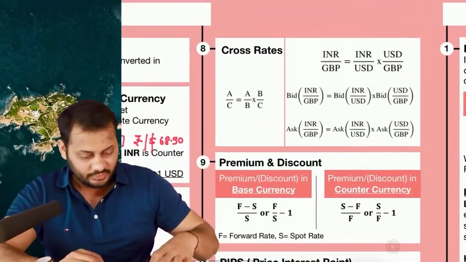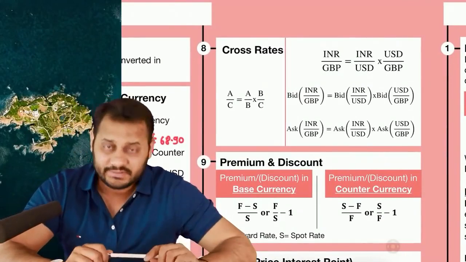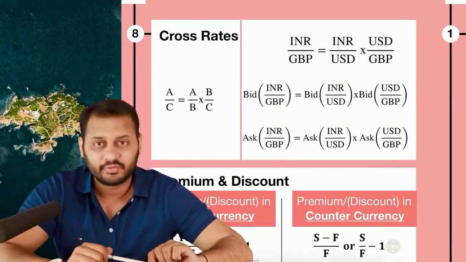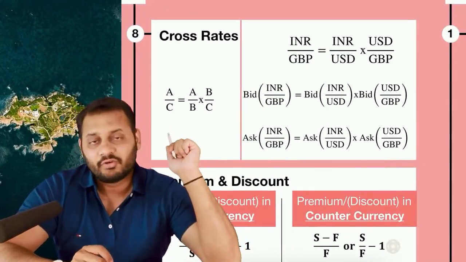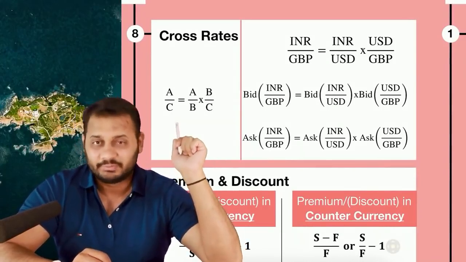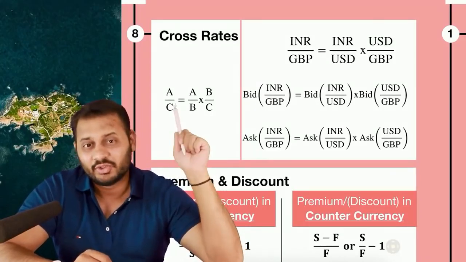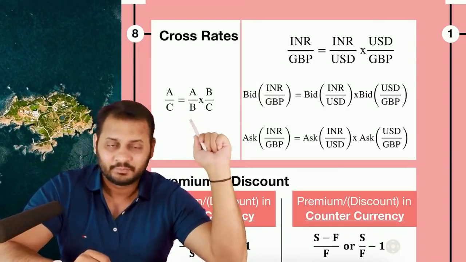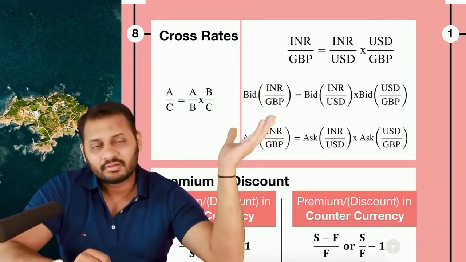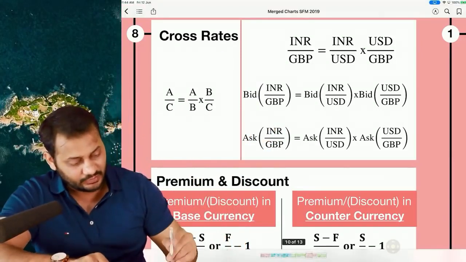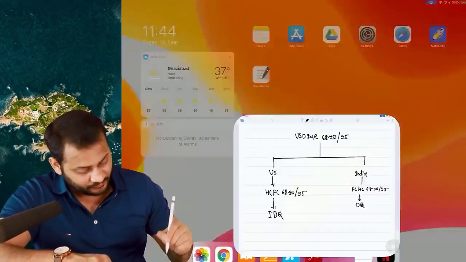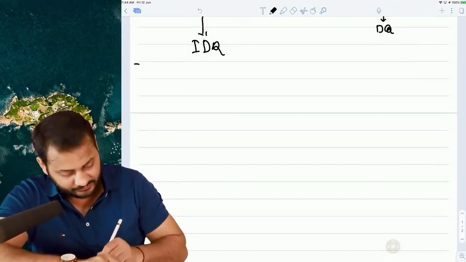So let's have a look at another concept, that is cross rates. This is the most important part, where you understand that this formula which we learned in school days is applicable here. A by C is equal to A by B into B by C. So if you write it in this manner, or I will suggest you to update yourself and use this format. This is the best one.